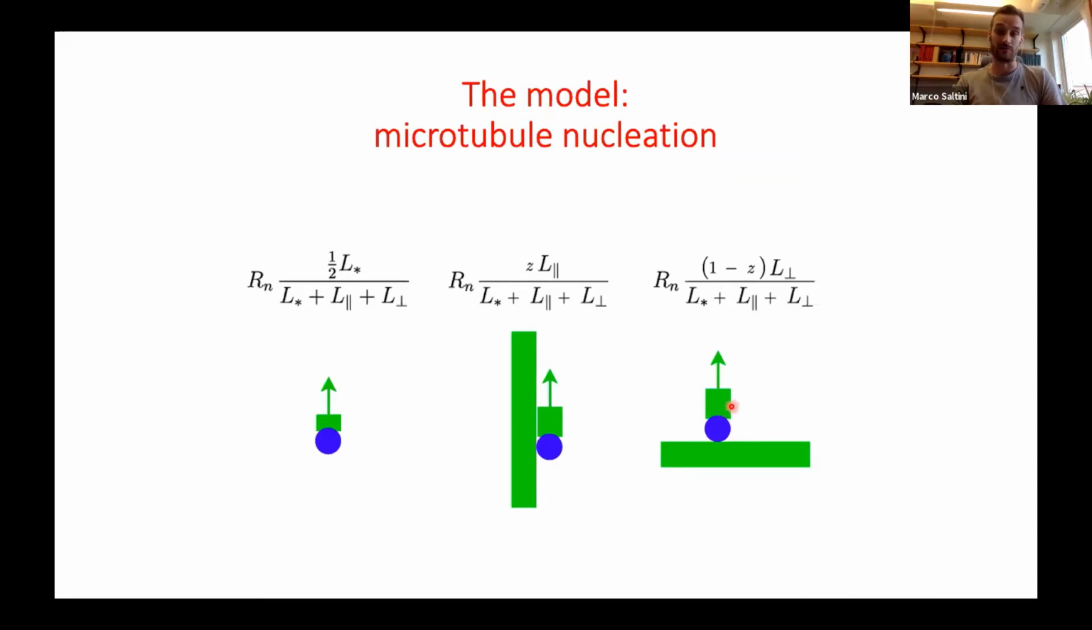Now, in our model, we make the strong assumption that this mode of nucleation is the most prominent one. So most of the newly nucleated microtubules are nucleated in the same direction, or if you prefer, in the same population as the mother microtubule.